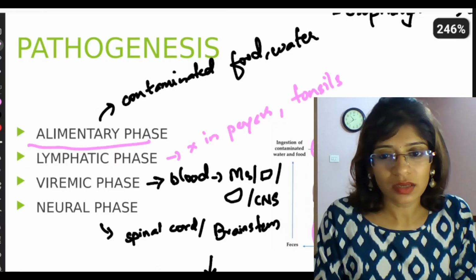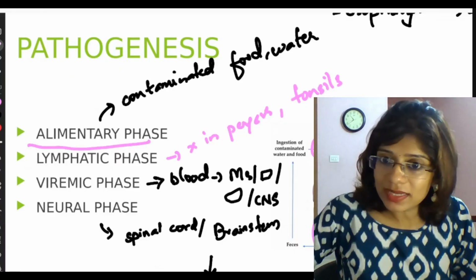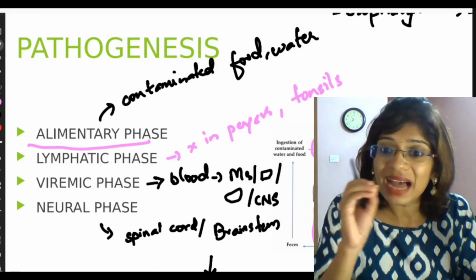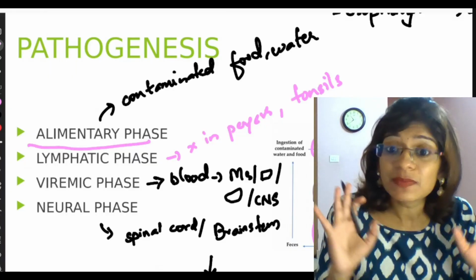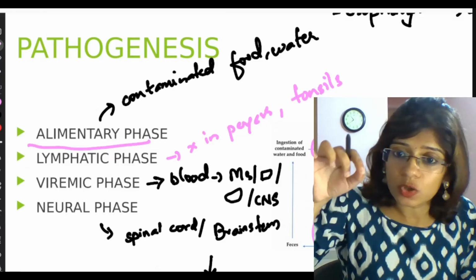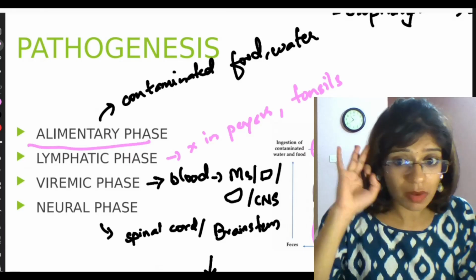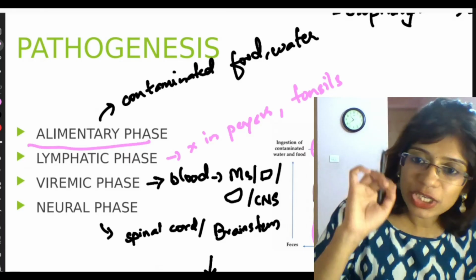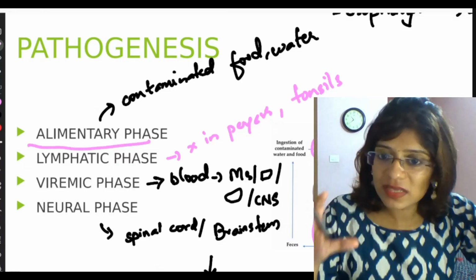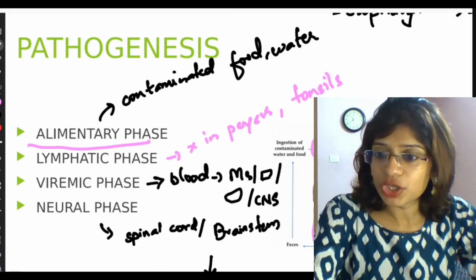That is called the lymphatic phase. And remember, in our small intestine, in the ileum, we have lymphoid tissue called Peyer's patches. So this virus goes and multiplies in the Peyer's patches. Okay, remember that.